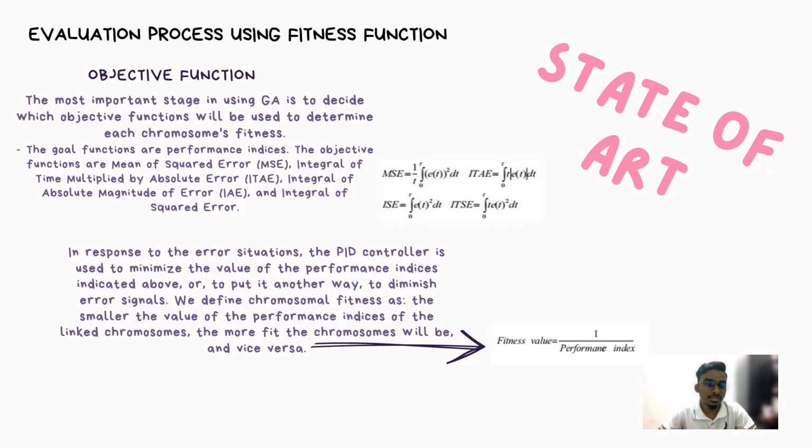In response to the error situation, the PID control is used to minimize the value of the performance indices indicated above, or to put it another way, to diminish error signals. We define the chromosomal fitness as: the smaller the value of the performance index of the linked chromosome, the fitter the chromosome will be, equal to the equation with the fitness value equals 1 over the performance index.